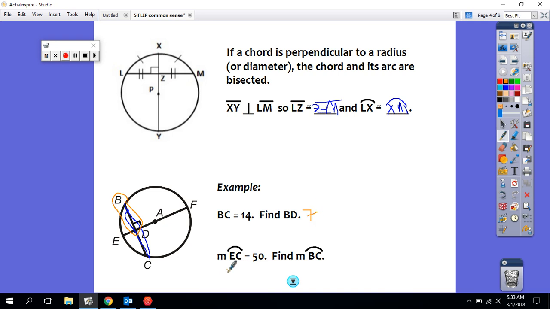It tells us here that arc EC, so right here, is 50. We want to find arc BC. Well, notice that arc BC is from B all the way to C. Okay, so it's this whole thing. So if this piece and this piece are congruent, and this one is 50, that means that this one is 50. So arc BC would be 100 units.